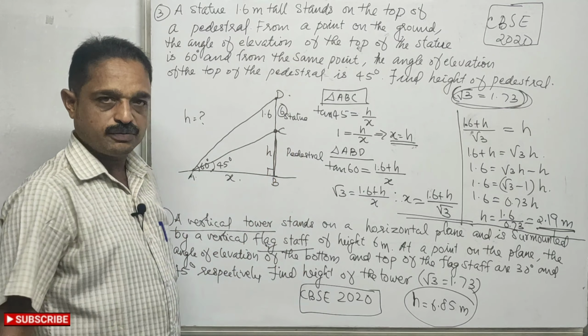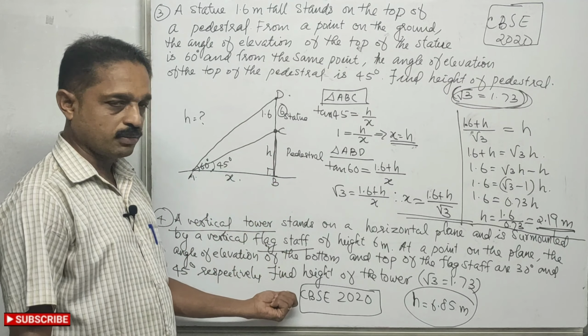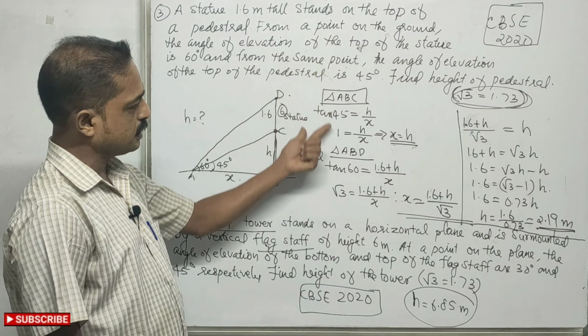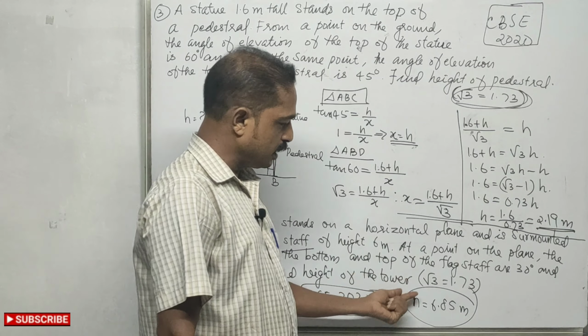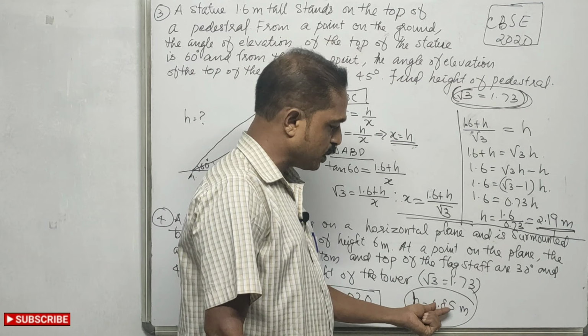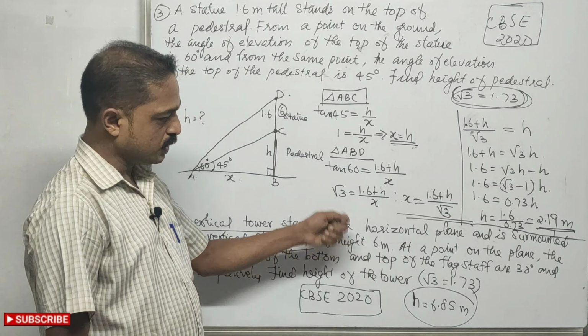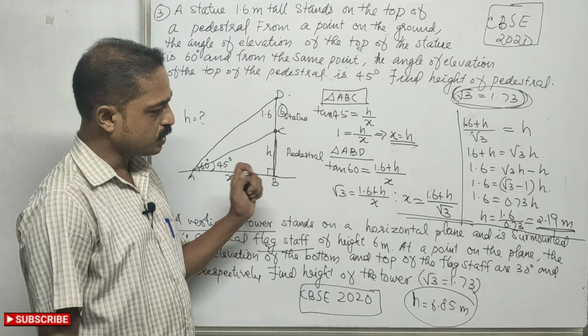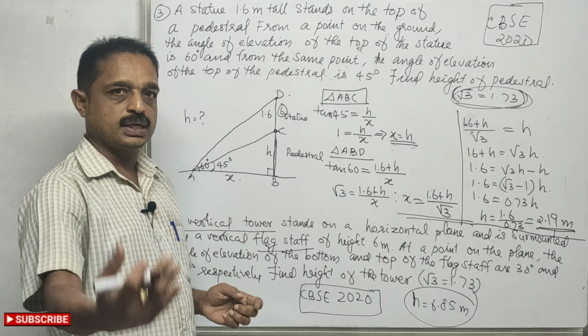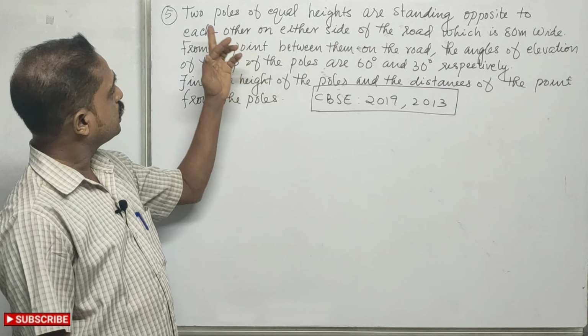See, the same figure is enough for solving this problem. So proceeding as the previous problem, you will get the value of H as 6.85 meter. You do one thing, you just try to solve it by yourself. Okay, let us move to the next problem.